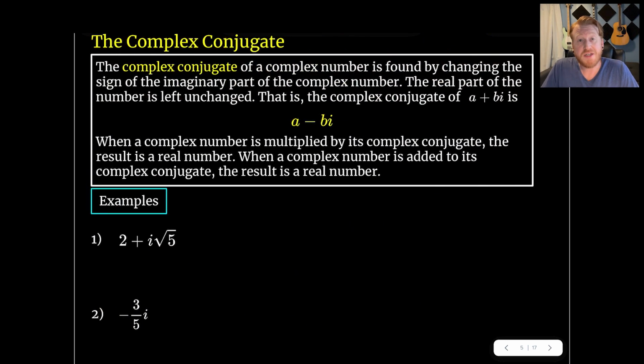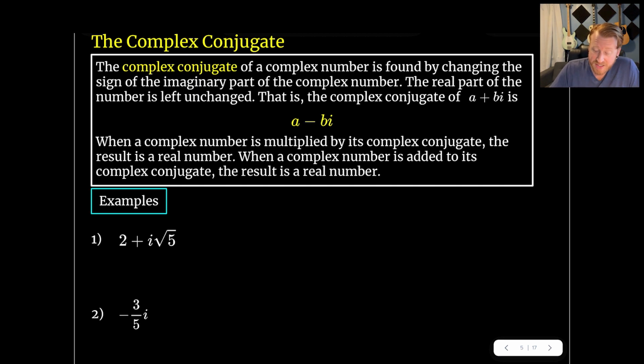So before we talk about division of complex numbers, we need to introduce the complex conjugate, because this is going to be exactly what we need in order to do the division here. The complex conjugate of a complex number is found by changing the sign of the imaginary part of the complex number. In general, a conjugate is if you have a binomial with either addition or subtraction in the middle, you will just change that from addition to subtraction or subtraction to addition, and that gives you the conjugate.